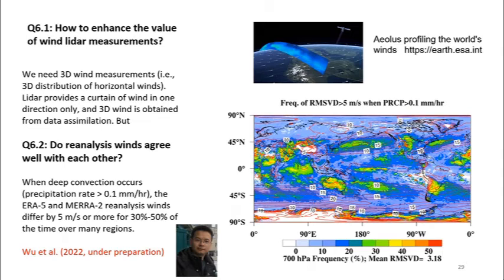And the frequency is indicated by the color in the figure. You can see this color indicates over many regions, this frequency is up to 30 to 50% as indicated by green to red colors. Okay, this means indeed when weather matters, reanalysis winds don't agree with each other. That means we need a new mission.